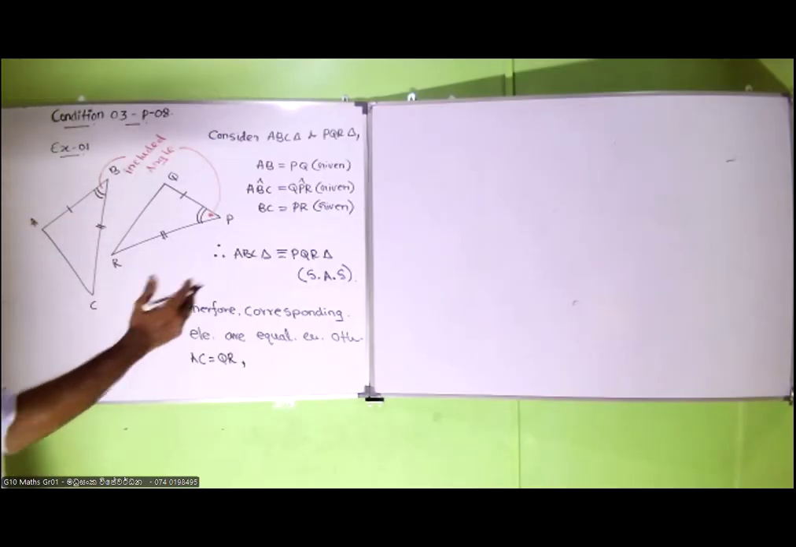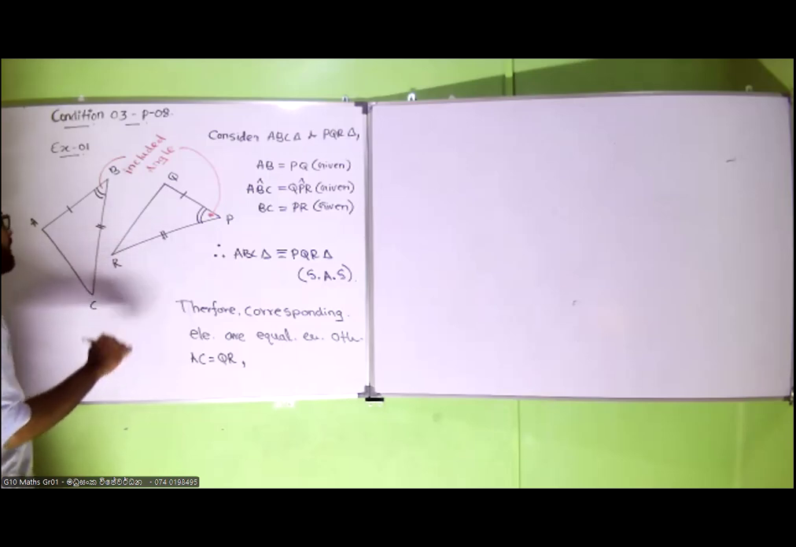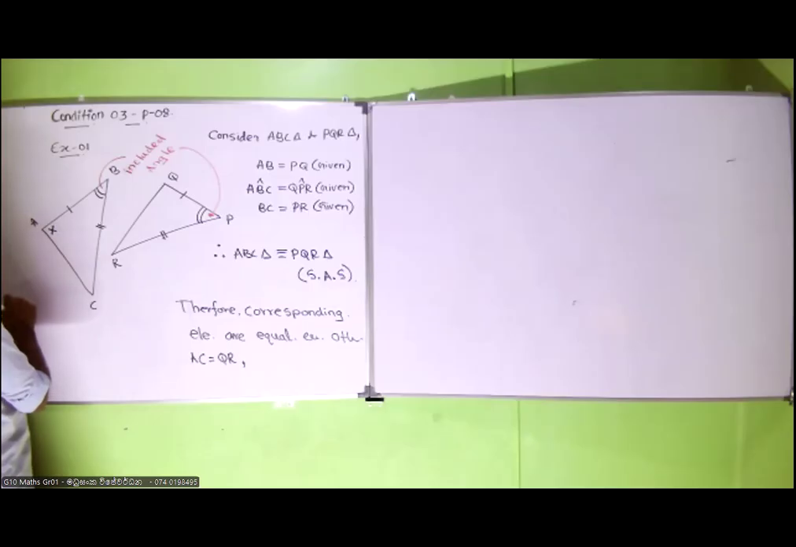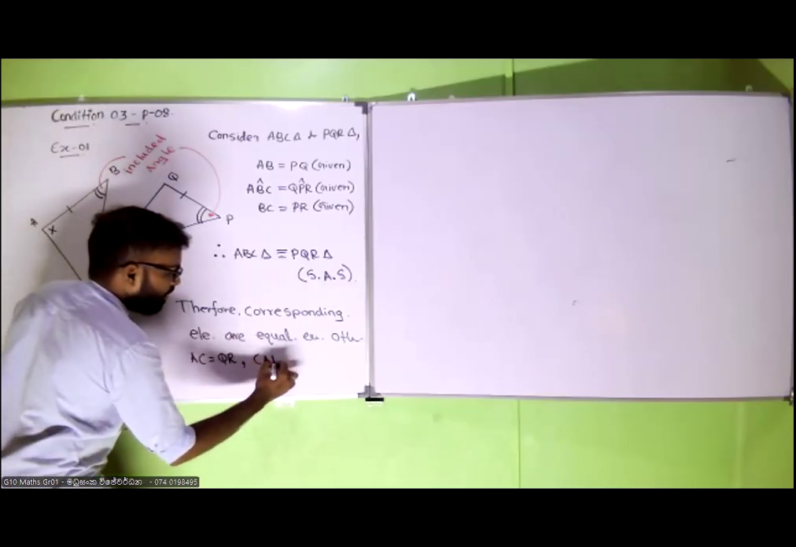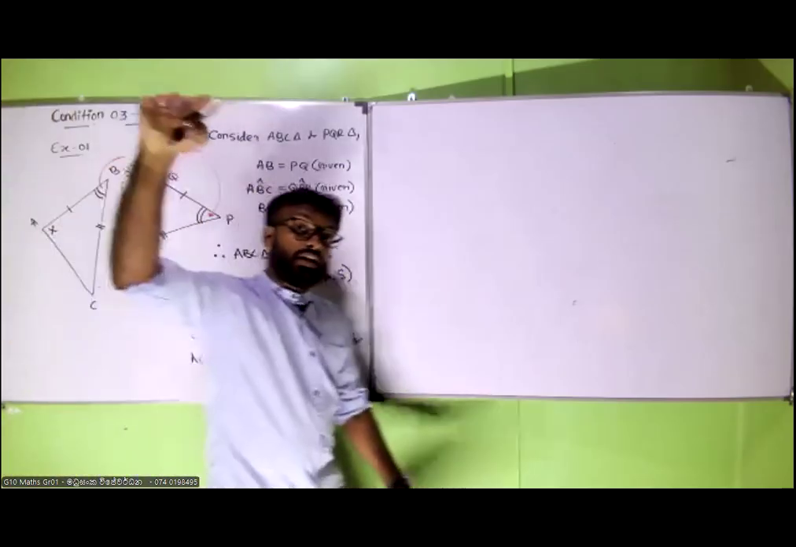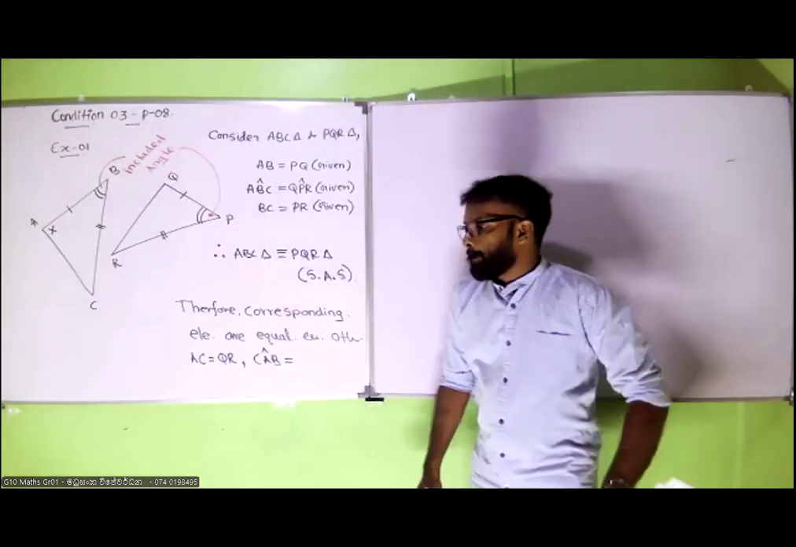Now there are two angles and we need to find the corresponding angles. Corresponding equal angles, right? So I will put an X mark here. Angle CAB. CAB equals which angle in triangle PQR? Can anyone tell me?